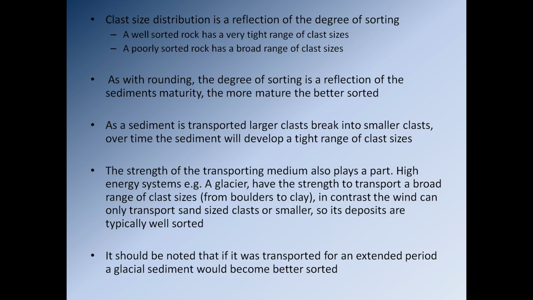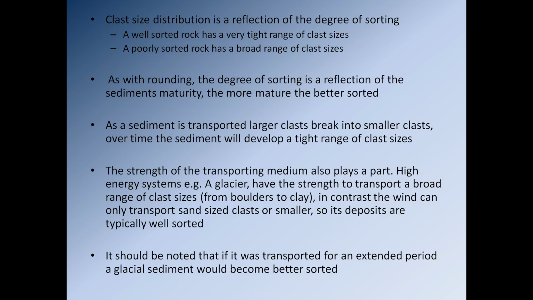So well-sorted rocks have a very tight range of clast sizes. Poorly sorted rock has a very broad range of clast sizes. So once again, as with rounding, the degree of sorting is a reflection of the sediment's maturity. The more mature the sediment is, the better sorted it is. So the longer it's been transported for, the better sorted it will be. As a sediment is transported, larger clasts knock into each other and break into smaller clasts. So over time the sediment will develop a tight range of clast sizes as bigger clasts are lost and replaced by smaller clasts.